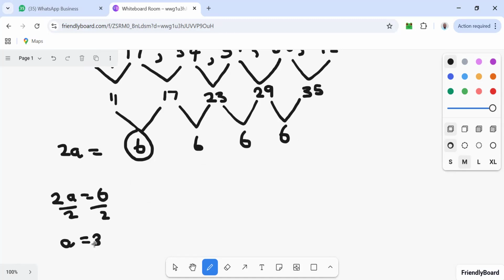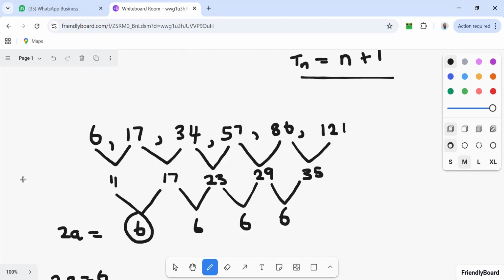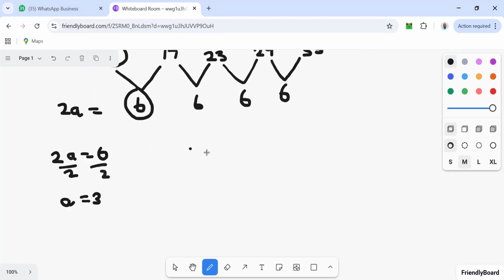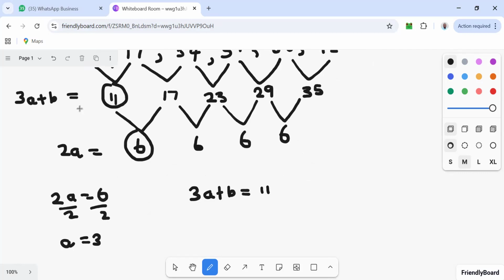Okay, so for me to find my b, I'm going to use the rule 3a plus b, which is equal to the first term of the first difference row. So 3a plus b is equal to 11, this 11 over here.